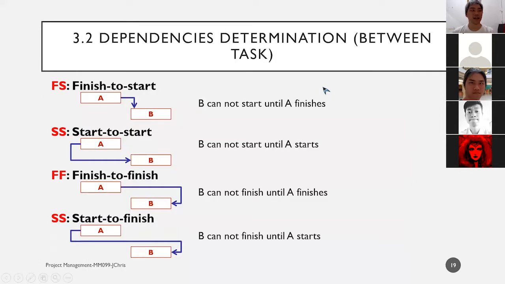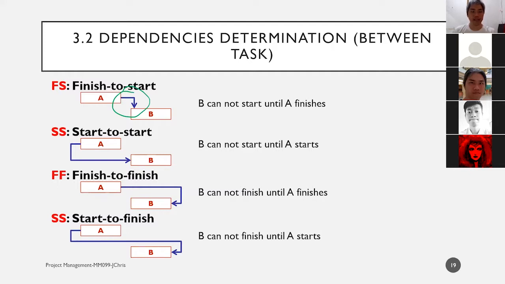So let me proceed. The dependencies determination, the arrows that you see between the process, the activity, sorry, have a meaning also. Like this. Sorry, can you mute your microphone? Yes, thank you.